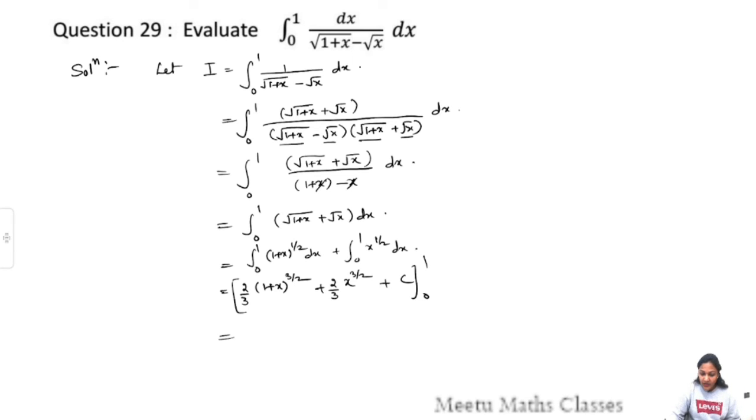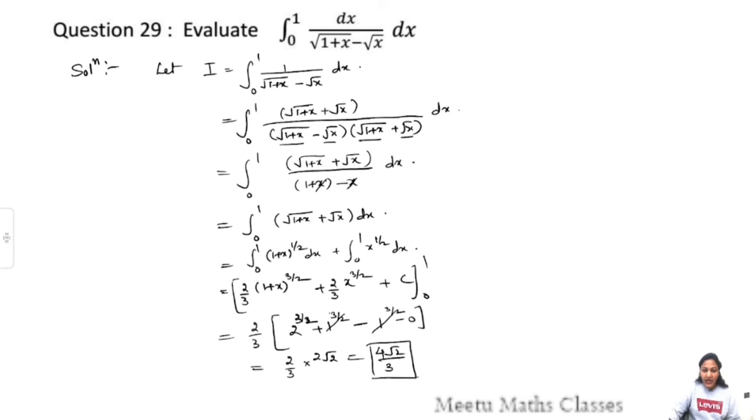Between 0 to 1, so you can finally take 2 by 3 common. If you put 1, then 2 raised to power 3 by 2 plus 1 raised to power 3 by 2 minus 1 raised to power 3 by 2 minus 0. So this will cancel out and you are left with 2 upon 3 into 2 raised to power 3 by 2, which is 2 root 2. So your final answer is 4 root 2 by 3, and this is your answer.